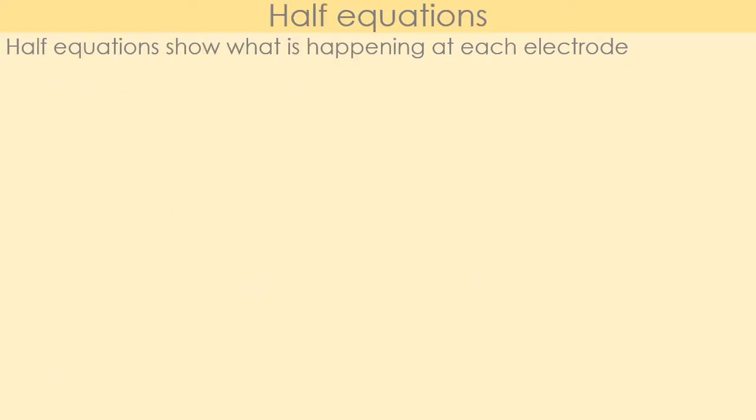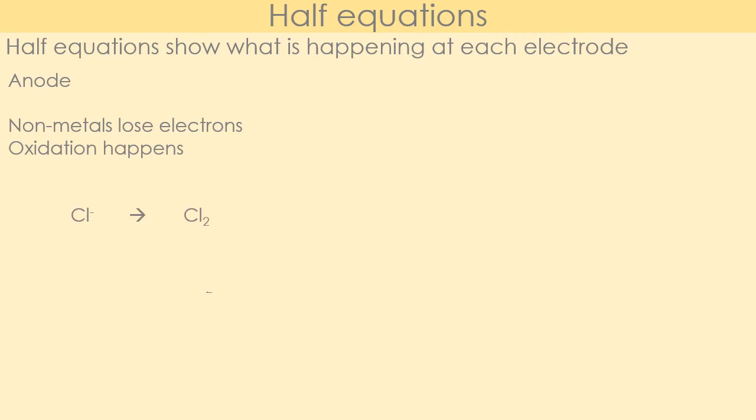That brings us nicely on to half equations. Now, a half equation shows us what's happening at each electrode. So if we have a look at our anode, our non-metals will lose electrons and oxidation happens. So in my example here, my chloride ion has become Cl2. My oxide ion, O2 minus, has become O2. And my nitride ion, N3 minus, has become N2.